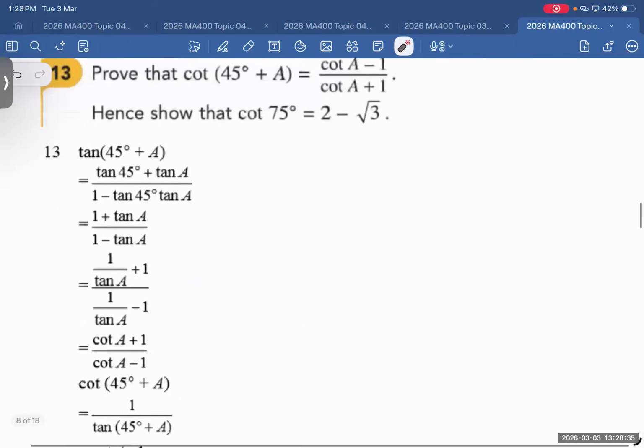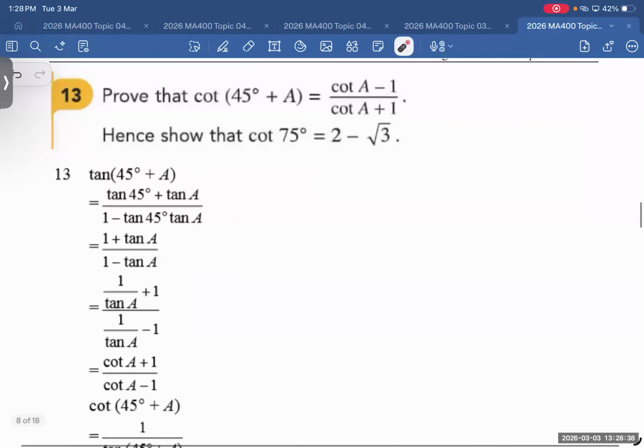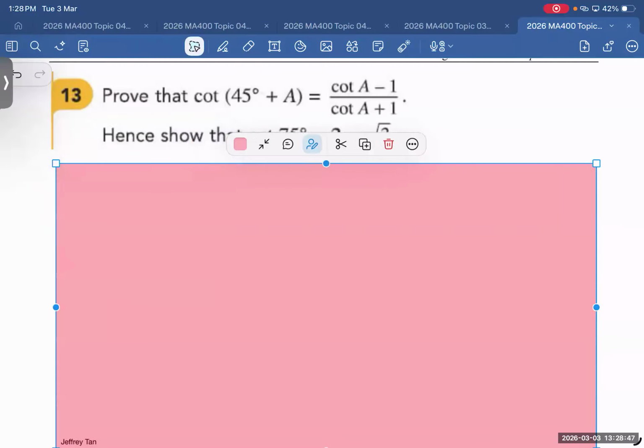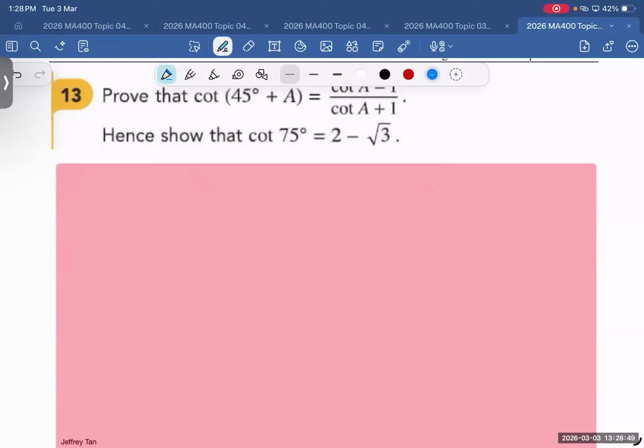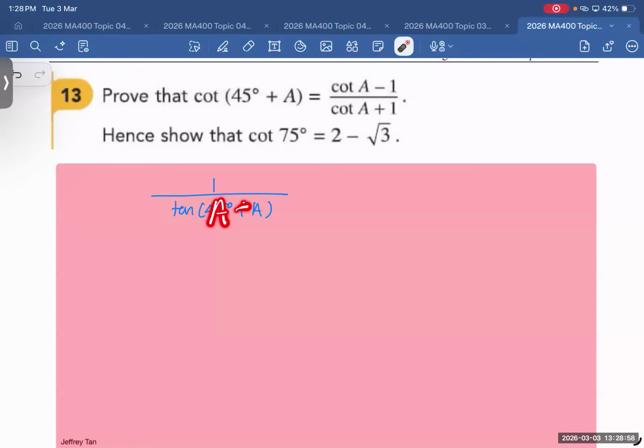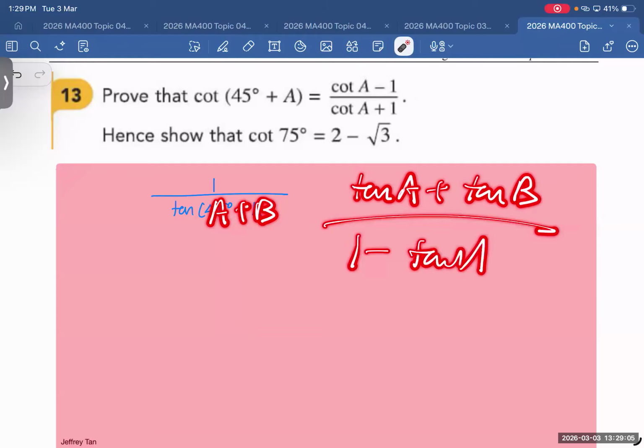Question 13. Anyone? The first part or the second part? The first part. Okay, now very simple. You write it this way. Cotangent, you can write it as 1 over tangent. Now remember tangent of A plus B is tangent A plus tangent B over 1 minus tangent A tangent B. Now if I'm doing this, can I flip?